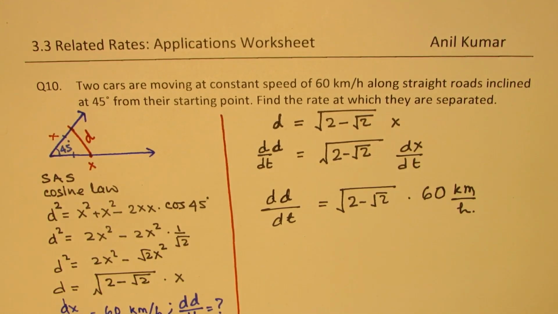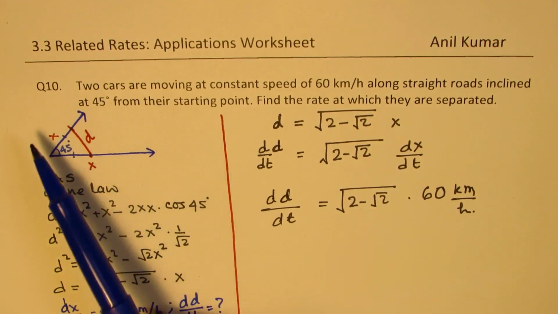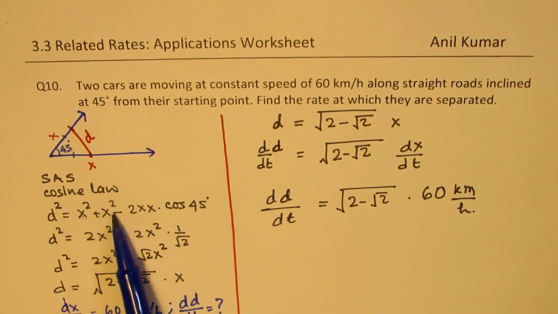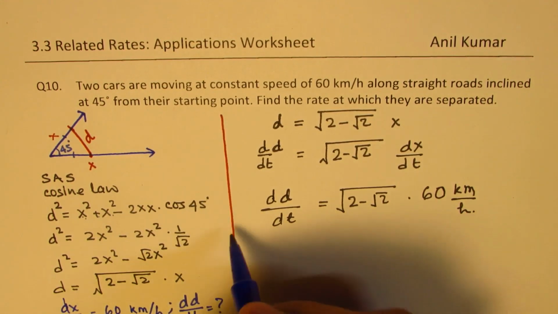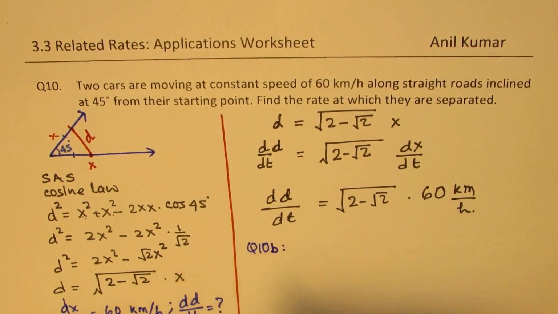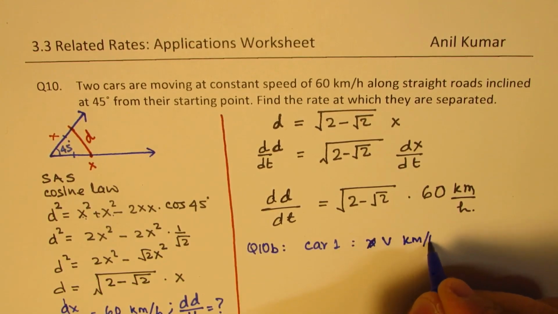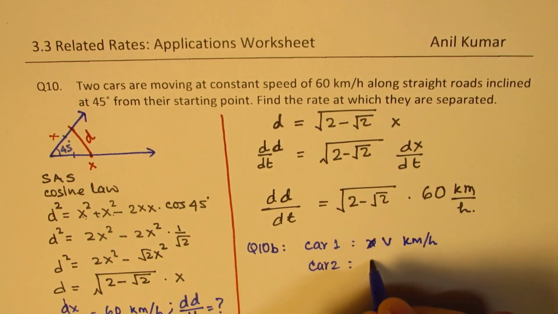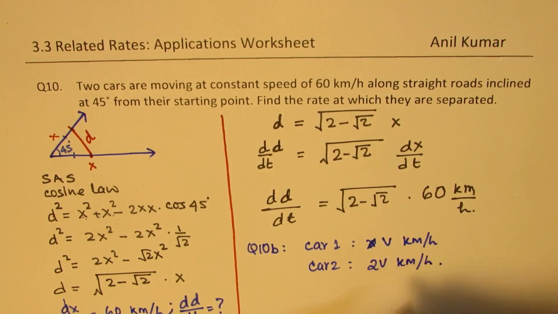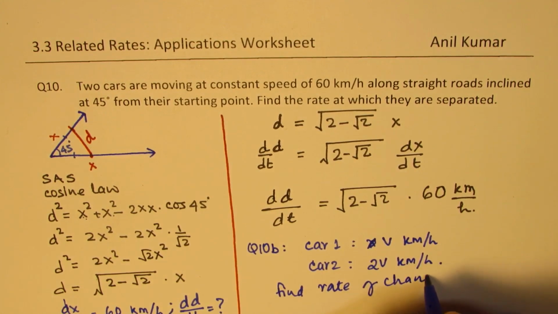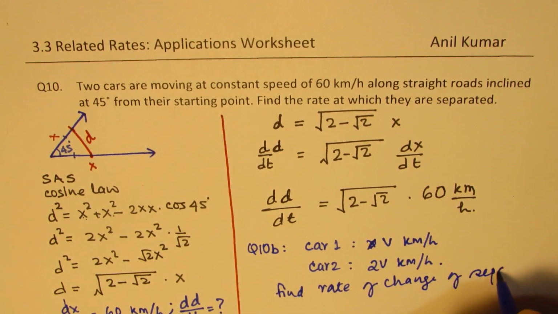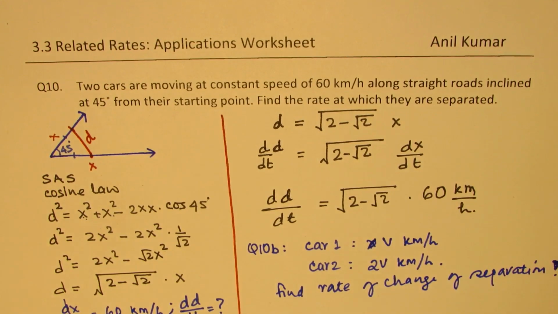Now sometimes we can always change the speed of these cars. We can say twice as fast, then these parameters will accordingly change, and you can solve such a question also, right? So let me make a variation here. Question number 10b. So if, say, car 1 is going at velocity v kilometers per hour, and car 2 is going at twice that speed, find the rate of change of separation. So try this question. Is it okay? So find the rate of change of separation.